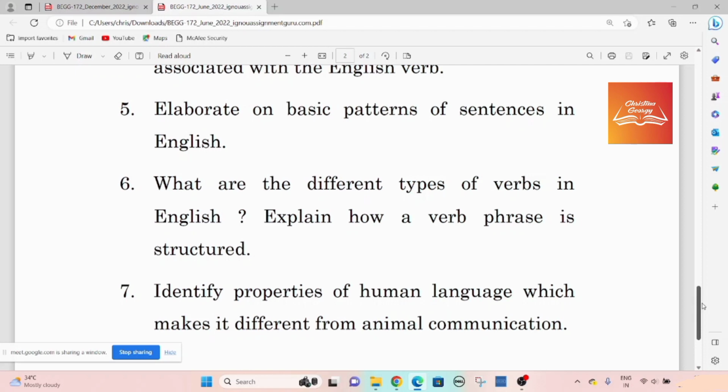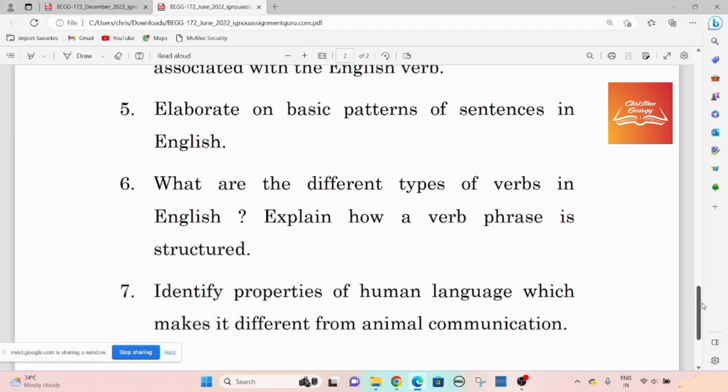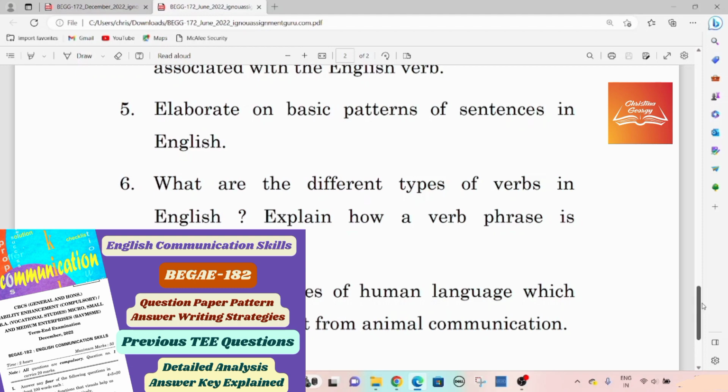So once you prepare, make sure that you give attention to block 1. The most attention should be given to block 1. Thereafter, you can focus on blocks 3 and 4. We will discuss all the relevant aspects regarding the most important units, the most important questions to prepare effectively for your TEE when we discuss this as a separate session.